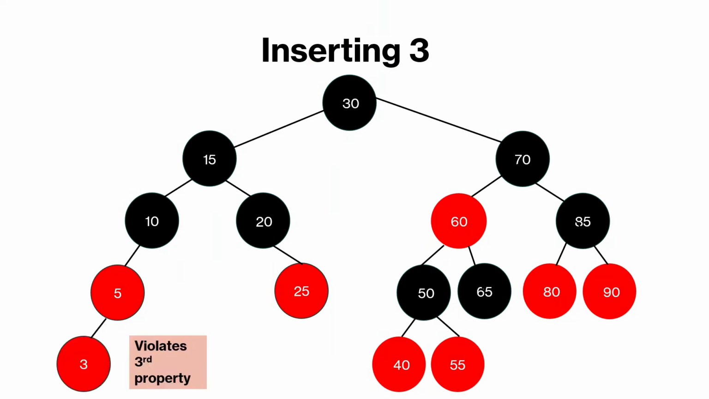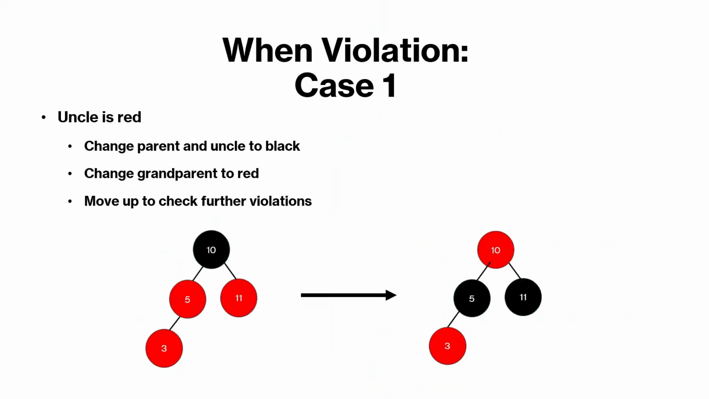If we attempt to insert 3, we violate the third property as we have a red parent. We can't have two reds in a row. In order to fix this, we encounter several cases, such as this one where the uncle is red. If the uncle is red, we change the parent and the uncle to black. We change the grandparent to red, and we move up to check for further violations. In the diagram, we can see that inserting 3, both its parent and uncle, 5 and 11, are red. Its grandparent is black. We swap the colors, and we are fixed.